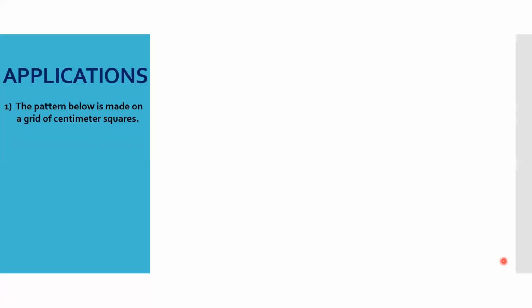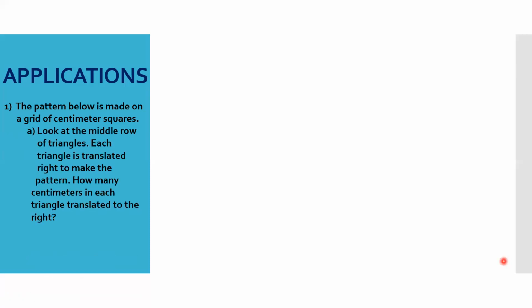The pattern below is made on a grid of centimeter squares. A part, look at the middle row of triangles. Each triangle is translated right to make the pattern. How many centimeters is each triangle translated to the right? B part, describe the translation that moves triangle A to triangle B. Let's see the pattern first. Then only we can understand what the question actually asks.